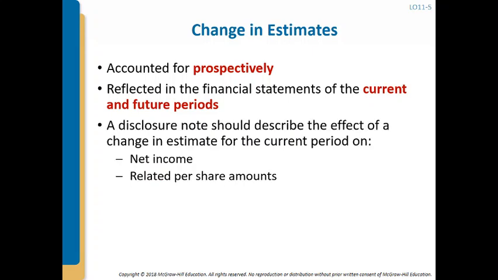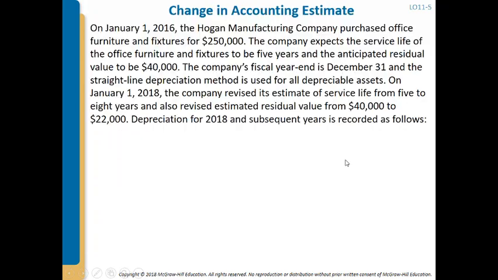You also have to disclose in a disclosure note the effect of the change for the current period on net income as well as related per share amounts. Of course, this would have to be a fairly material change in estimate for you to do so. If it was just a little piece of equipment, obviously for a big company, that's not going to be material.